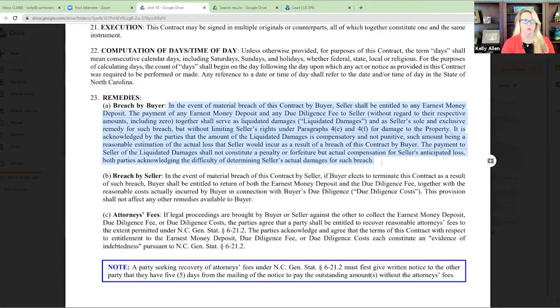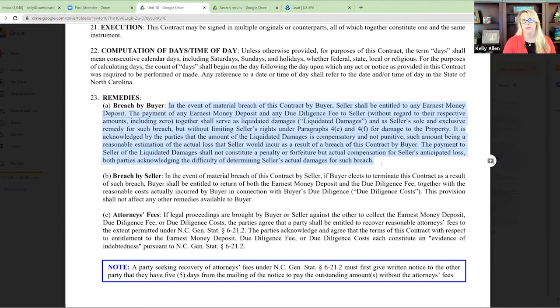All right, so we're going to ignore paragraphs 4E and 4F for a minute. We'll hit those later. Now let's keep going. It is acknowledged by the parties that the amount of the liquidated damages is compensatory and not punitive, such amount being a reasonable estimation of the actual loss that seller would incur as a result of a breach of this contract by the buyer. All right, so we're just saying, hey, we're agreeing.